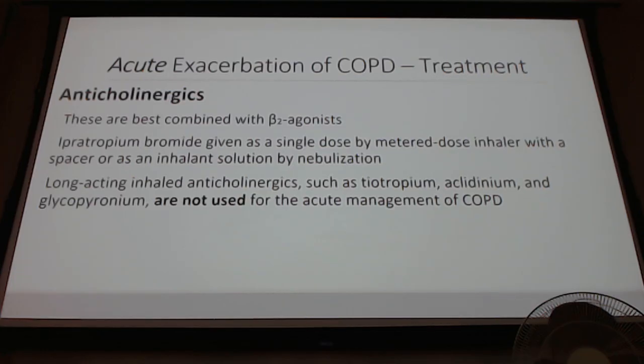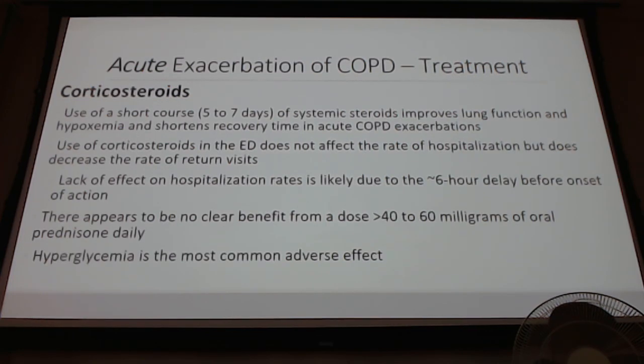And then we have the anticholinergic, so ipratropium is going to be the most common one that we're using. We don't use long-acting anticholinergics during an acute exacerbation, but it might be something they're prescribed at home that they take on a daily basis. And then our steroids, so usually a 5 to 7 day course of systemic steroids. So, prednisone, usually 50 to 60 milligrams is considered high dose. And we give that 5 to 7 days.